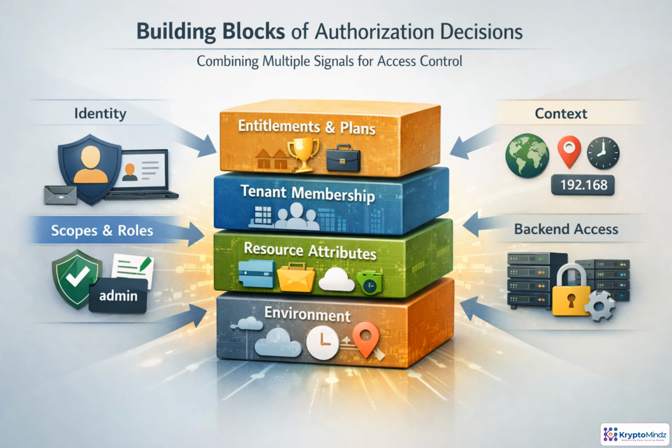A strong authorization decision is built from several signals. It starts with who is calling, a user, service, organization, session, or client app. Then it considers broad permissions, such as scopes and roles. Product rules also matter, including plan entitlements and enabled features. Context adds another layer: tenant membership, resource ownership, data sensitivity, location, time, and environment. Finally, the backend must still be able to enforce the access. Combined well, these signals make authorization precise, explainable, and harder to bypass.